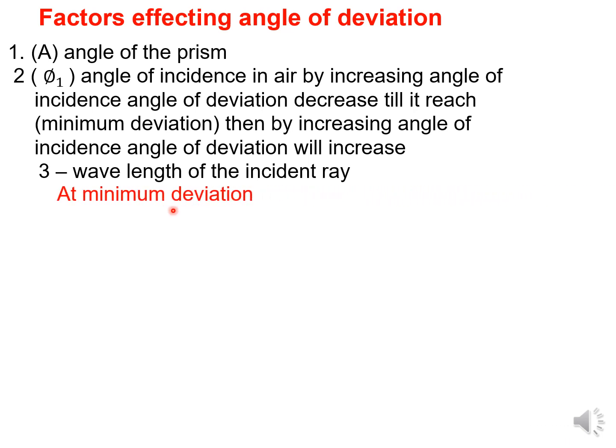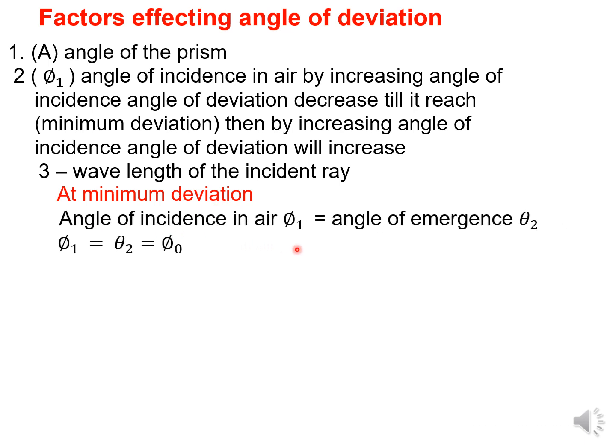At minimum deviation, the angle of incidence in air phi 1 equals the angle of emergence theta 2. يبقى phi 1 equals theta 2 equals phi node. ده at minimum deviation. يبقى first condition of minimum deviation: phi 1, the angle of incidence in air, equals theta 2 equals phi node, the angle of incidence in case of minimum deviation.